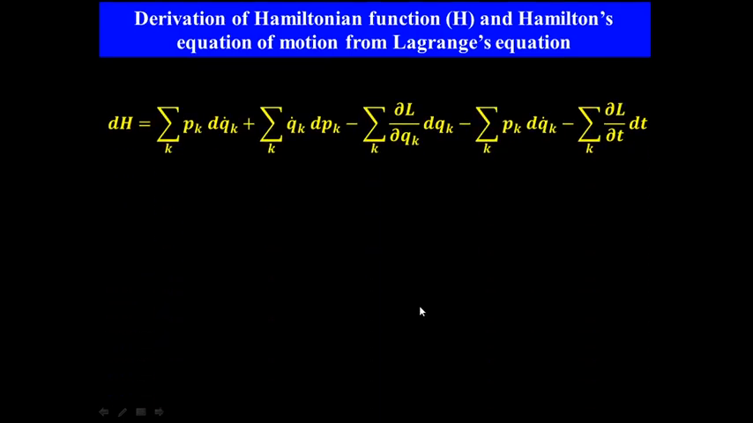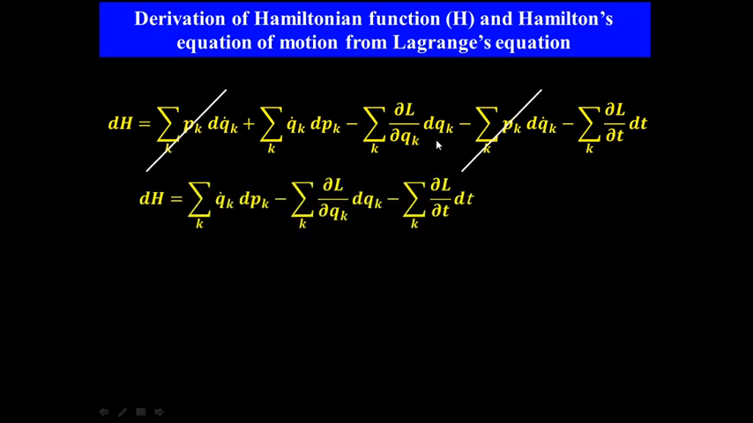Okay, so after separating the summation, we have minus del L by del QK into dQK, minus summation over K PK dot into dQK, minus summation over K del L by del T into dt. Now we can see that the first term, summation over K PK into dQK dot, and the fourth term, summation over K PK into dQK dot with a minus sign, are the same terms, so they can be cancelled out.